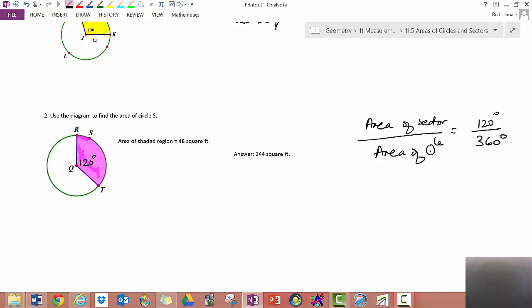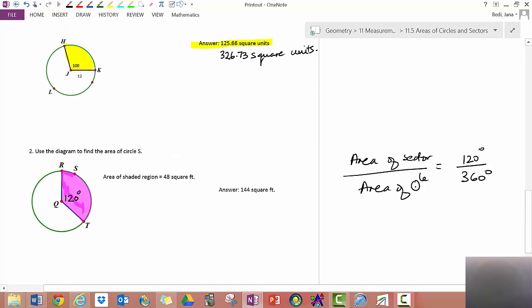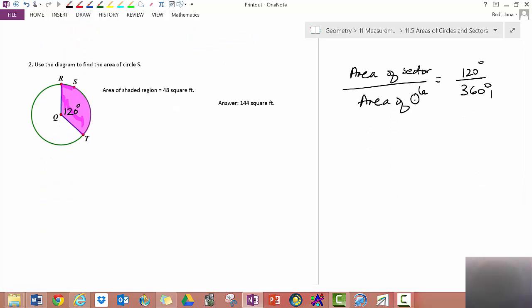Okie dokie. Let's see if we have any other. No, there just seem to be two problems here. As an additional exercise, what you should do is find the radius of this circle and see if that makes sense to you. All right, good luck.